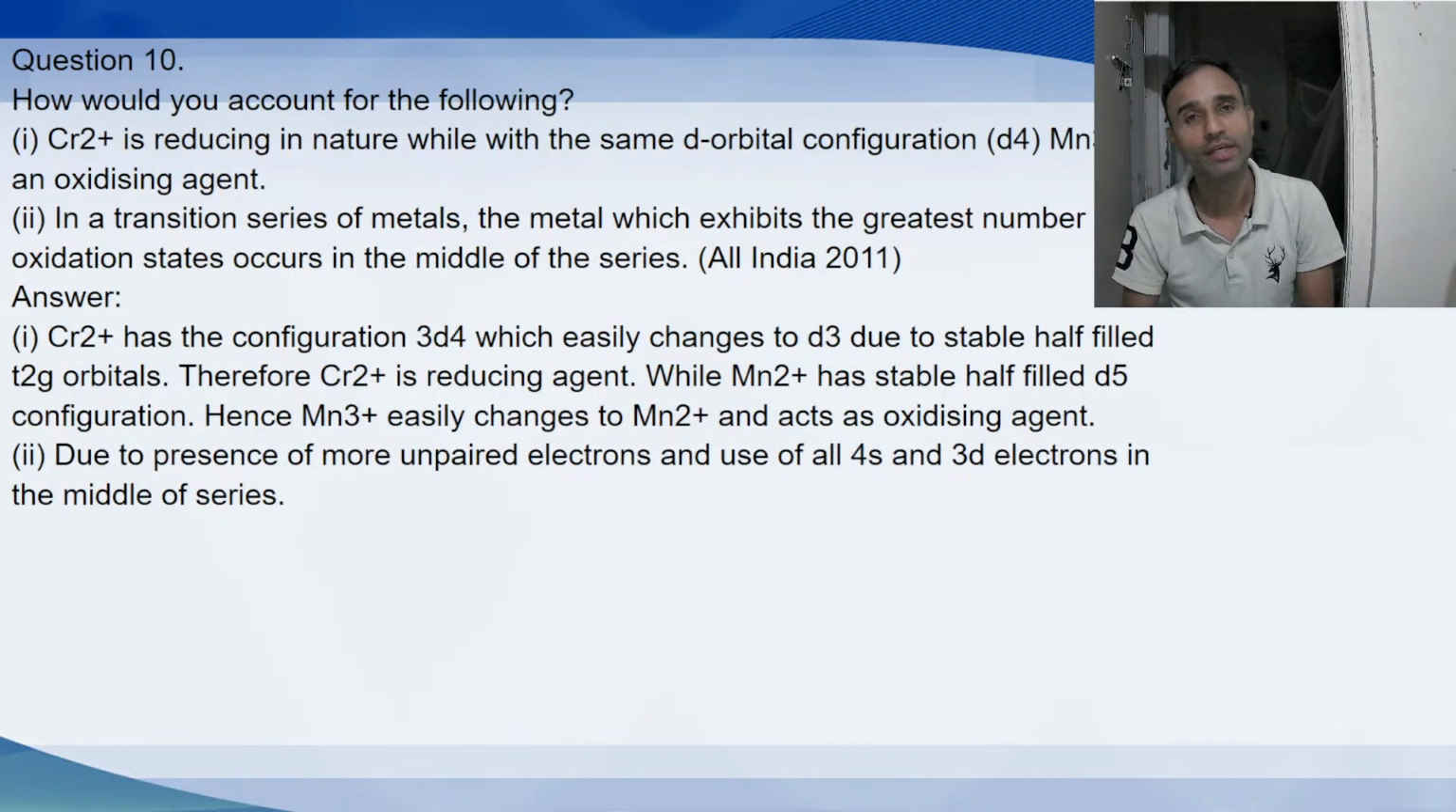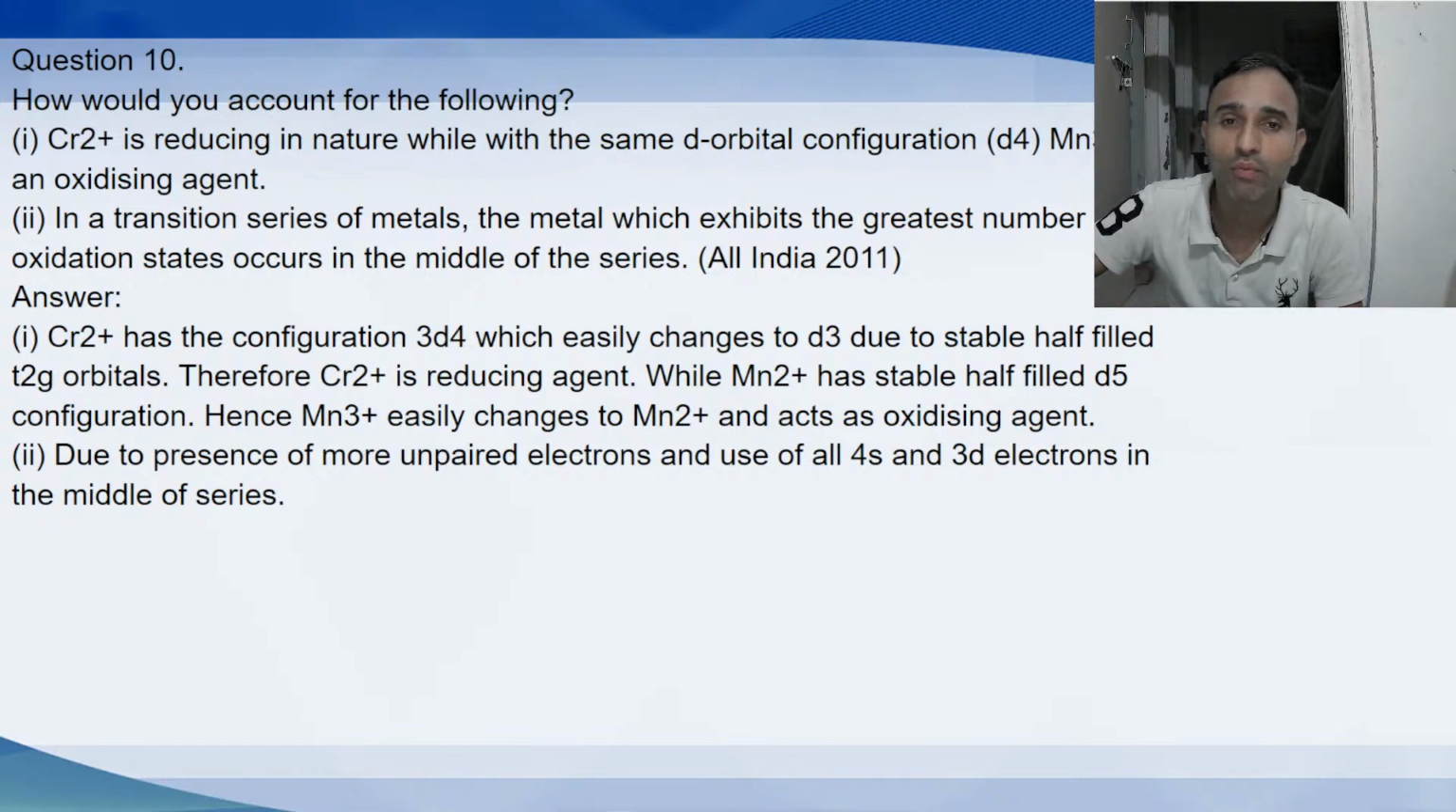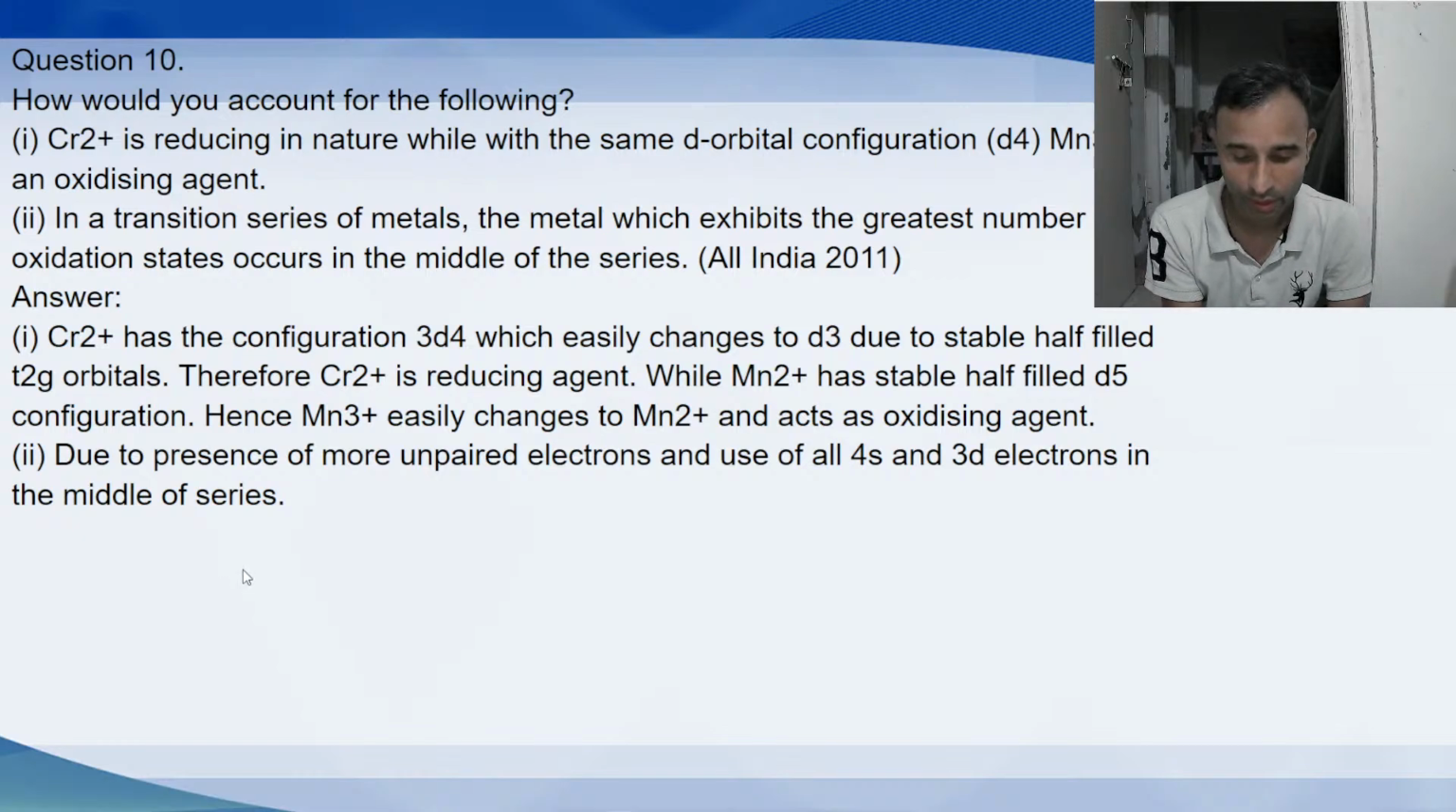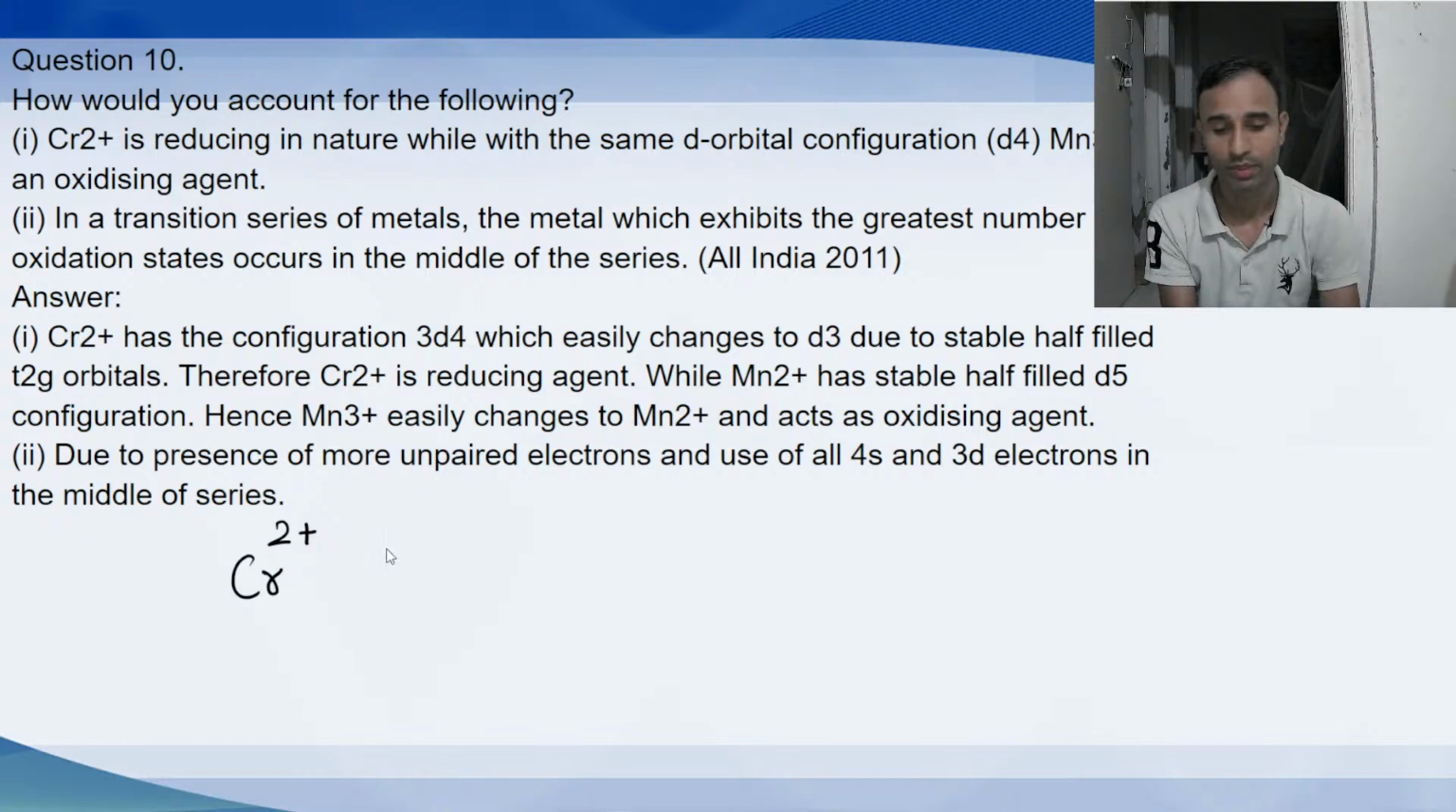Last question of the day. The question is, how would you account for the following? First, chromium 2+ is reducing in nature, while with the same d4 configuration, Mn3+ is an oxidizing agent. See, chromium 2+.